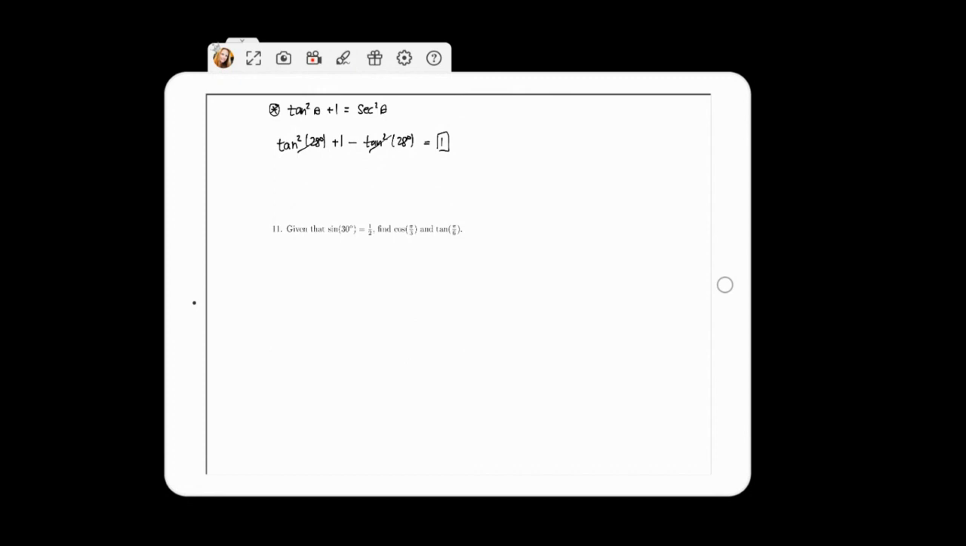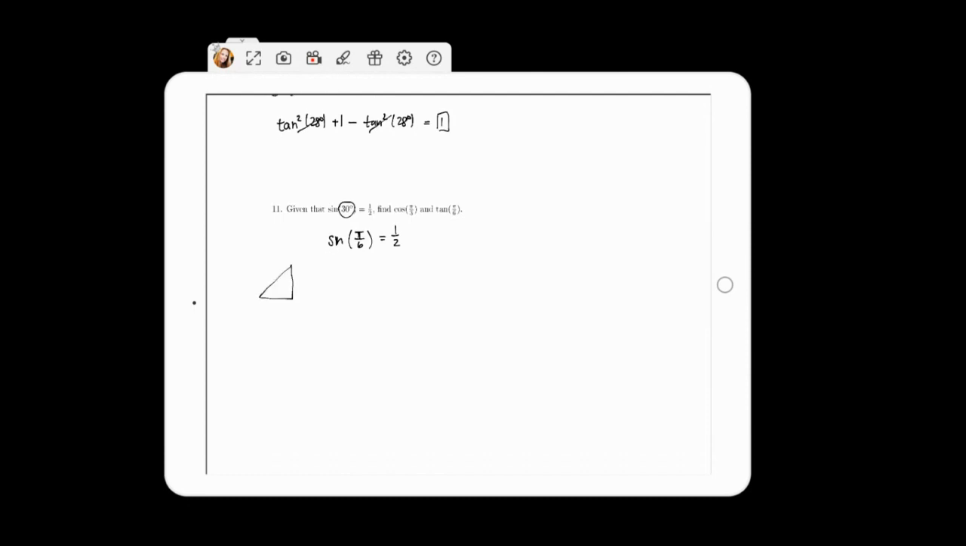Lastly, number 11: given the sine of 30 degrees is 1/2, find the cosine of pi over 3 and the tangent of pi over 6. Right away we need to be careful because we're given at least 2 angles and we're using both degree measure and radian measure. So probably the first thing I'm going to do is change this 30 degrees into radians. We know from before that 30 degrees is pi over 6. So the sine of pi over 6 is 1/2. This at least lets me set up a triangle.